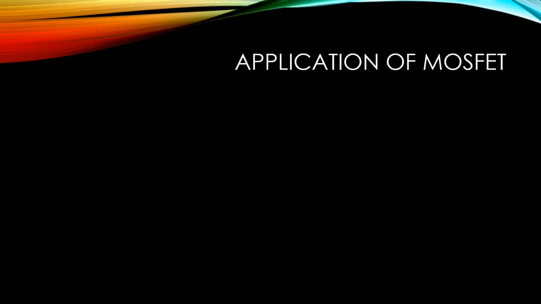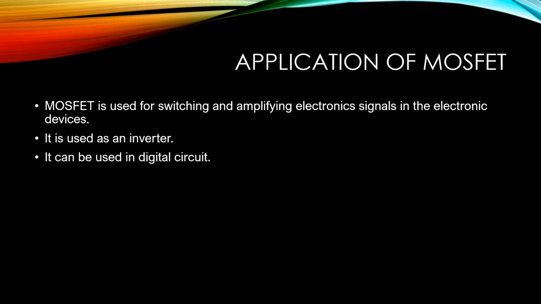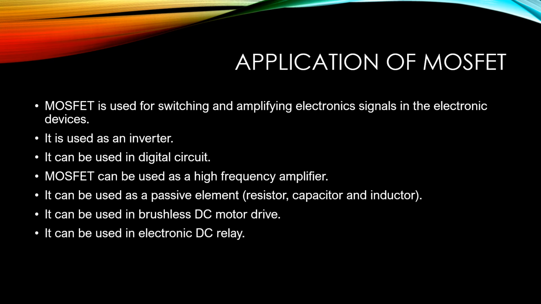Moving on, we go to the applications of MOSFET. MOSFET is used for switching and amplifying electronic signals in electronic devices. It can be used as an inverter and in digital circuits. MOSFET can be used as a high frequency amplifier, as a passive element such as a resistor, capacitor and inductor, in a brushless DC motor drive, in an electronic DC relay, and last but not least, in the switch mode power supply or SMPS.